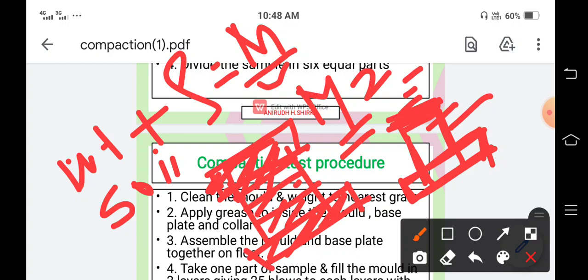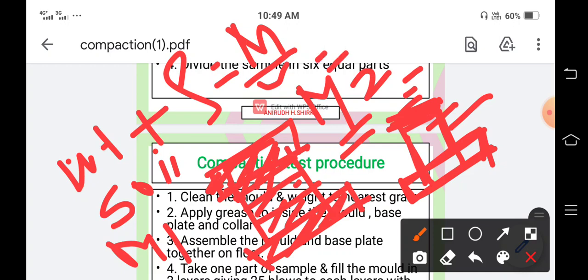So for that purpose, initially we take the initial empty weight of the mold, say M1. So what did we do before testing? We checked the empty weight of the mold on the balance, and we call it M1. And what is M2? M2 is the weight of mold plus soil sample. So how do we get the weight of the soil sample alone?